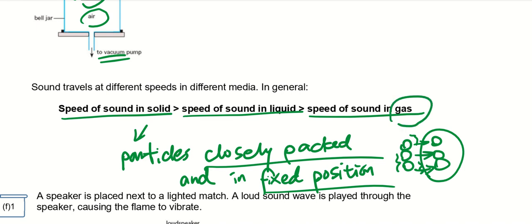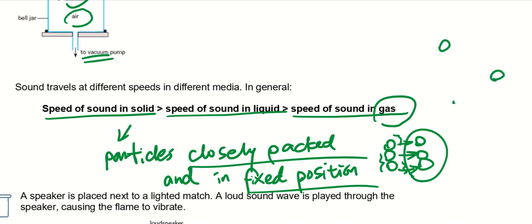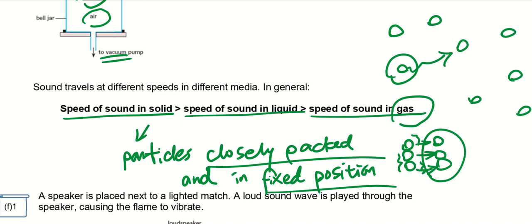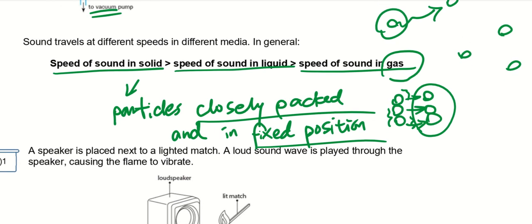However, for gas, remember the particles are in random motion, they are moving around and they are very far from each other. So it's very difficult for one particle to pass on the energy through collision to another particle. Okay, so it will be slower, right? Therefore, the speed of sound in solid is faster than liquid, faster than gas. You have to use a kinetic model of particles, the arrangement of the particles, to explain.